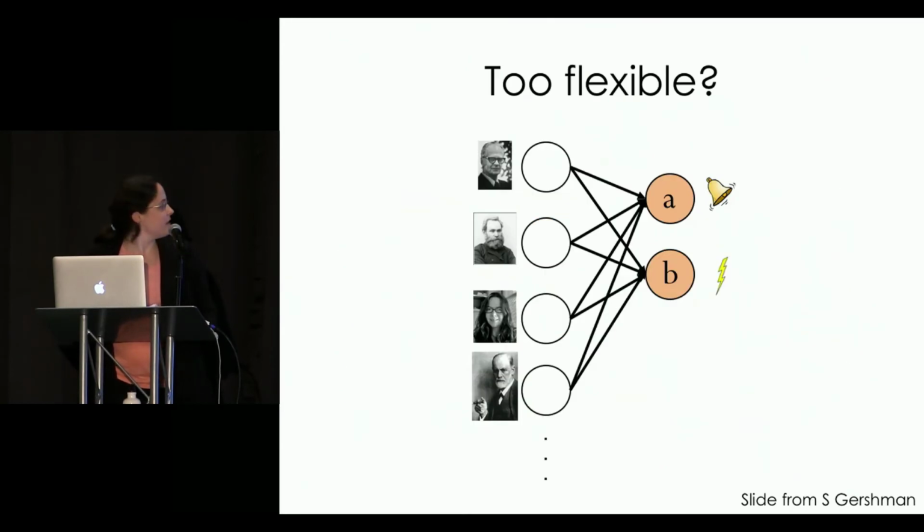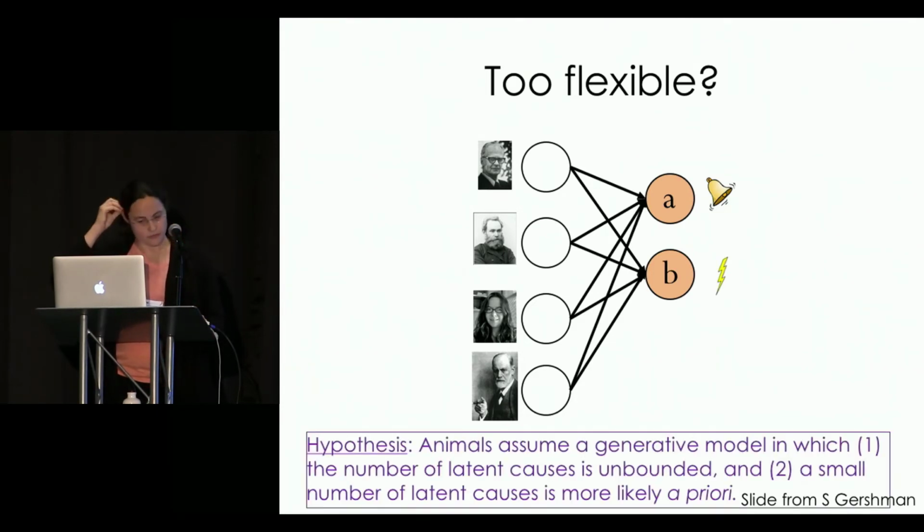So for example, if there's many different investigators, you might not want to create a different cause for all of them. Okay? So the hypothesis that Sam and his colleagues put together was that animals assume a generative model in which the number of latent causes is unbounded, and a small number of latent causes is more likely a priori. So this is exactly the same principle as the clustering principles that he talked about earlier.